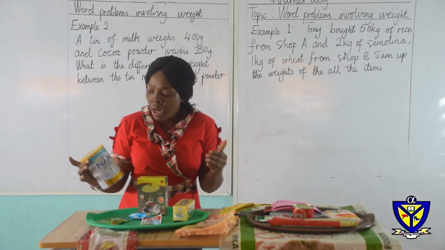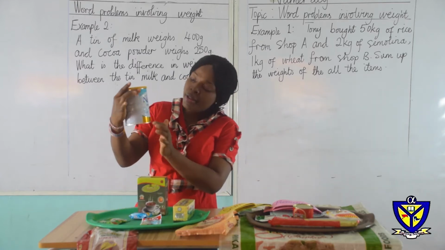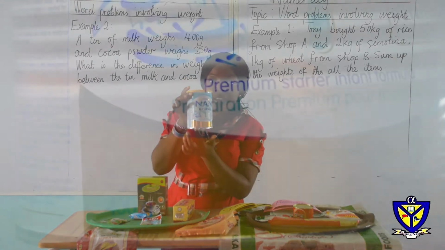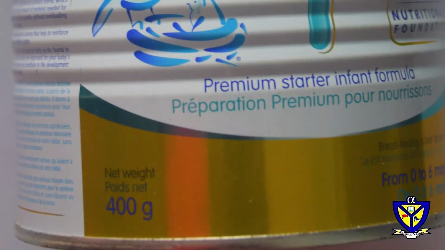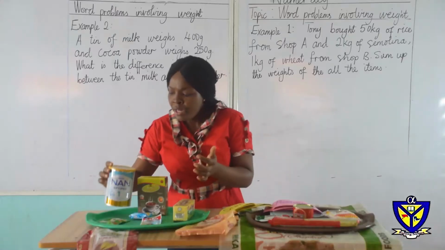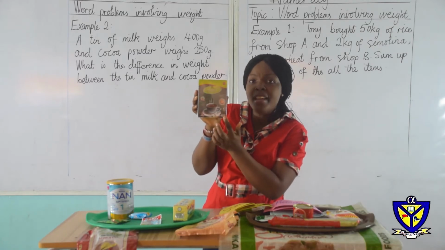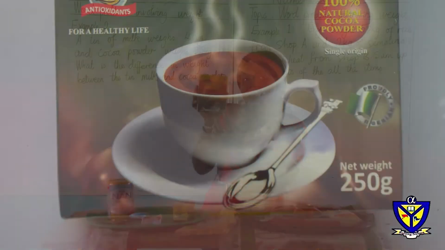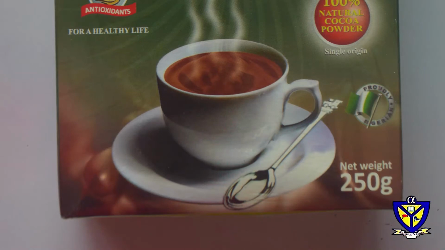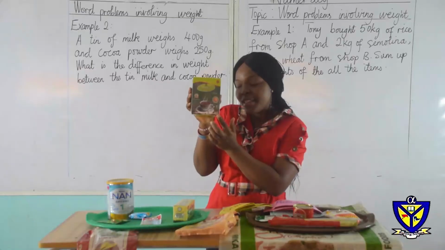Like for example, our tin of milk. You can see the weight is written down here. The weight of this tin of milk is 400 grams. Then our cocoa powder. If you look down there, the weight of this cocoa powder is 250 grams.